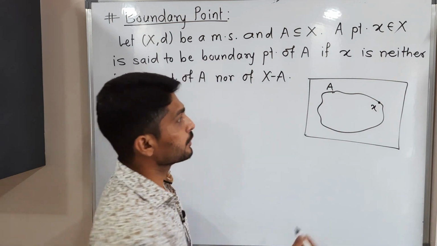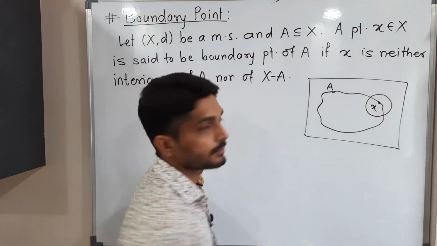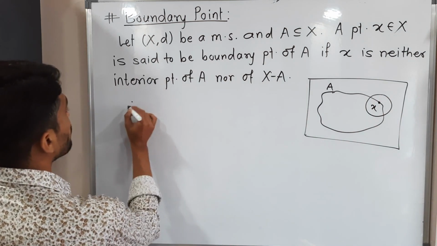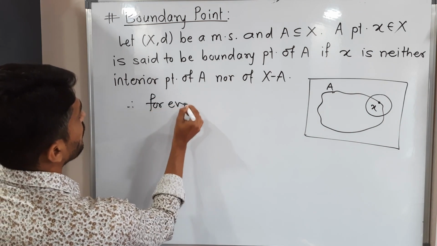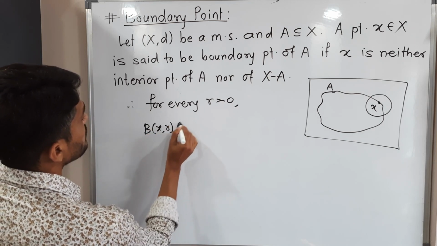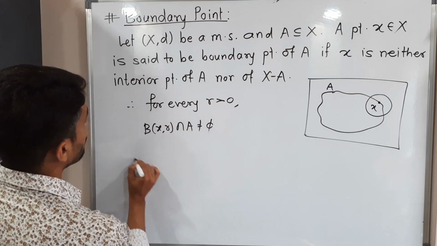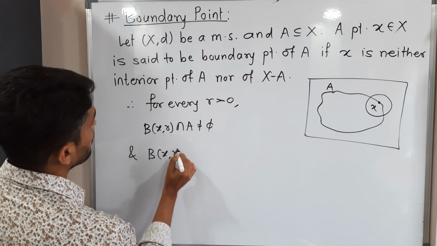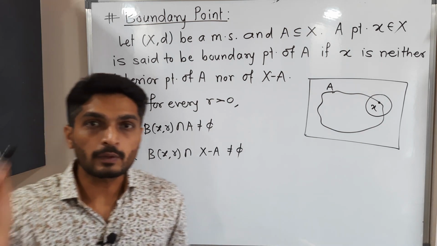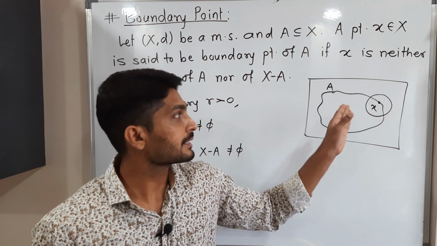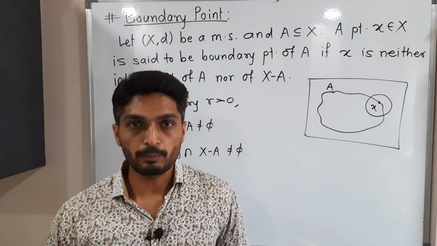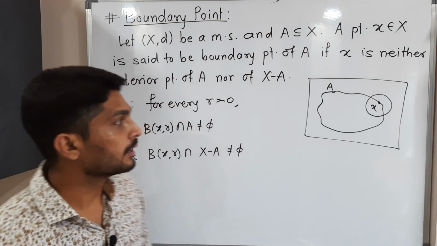So if you draw any ball around x, it intersects A as well as its complement. Therefore, for every r greater than 0, B(x, r) intersection A is not equal to phi, and B(x, r) intersection (X minus A) is also not equal to phi. That means every ball around x intersects A as well as its complement, then we can call it a boundary point.